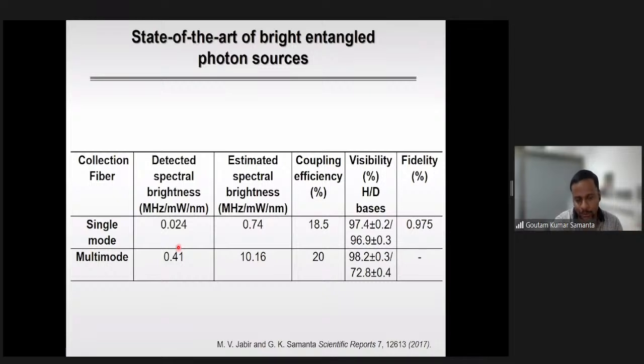As I said, just to justify the statement I made, it's something like this. If you are trying to improve the state fidelity, then you have to reduce the brightness. Or if you want to increase the brightness of the source, a large number of photons, then you have to be happy with the lower fidelity of the source.